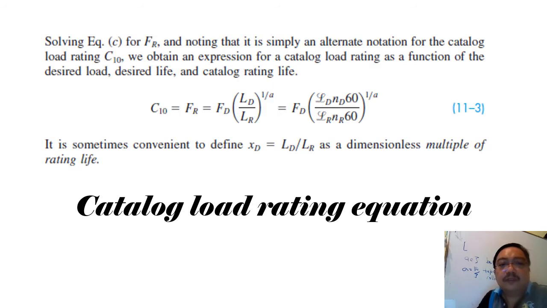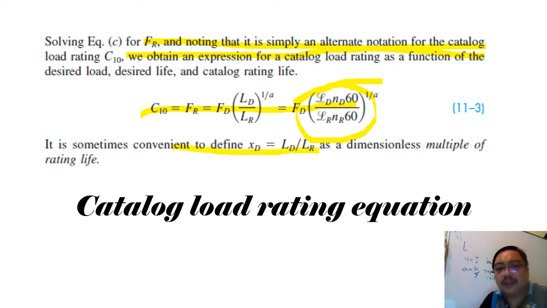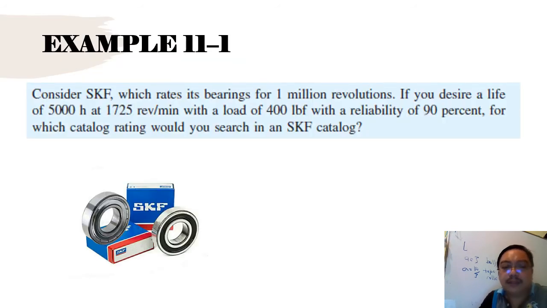Solving for C in the equation for FR, noting that it's simply not alternate rotation, we obtain the expression for the catalog rating as C10 equal to this equation, and this is an important equation. Take note, you will use it again and again. Sometimes it is convenient to define LD as a dimensionless multiple of rating life. This is the catalog load rating equation. Okay, let's go to an example.